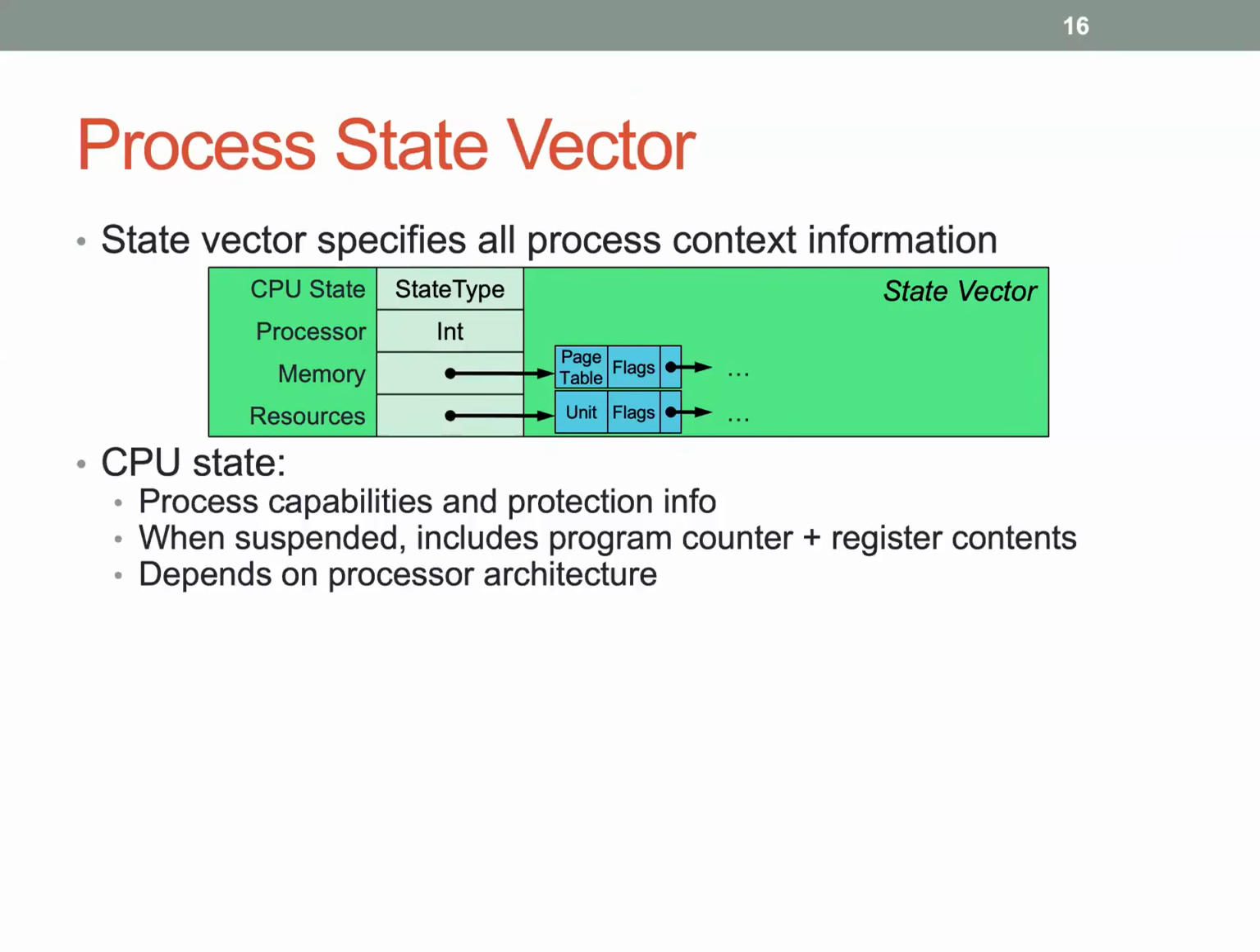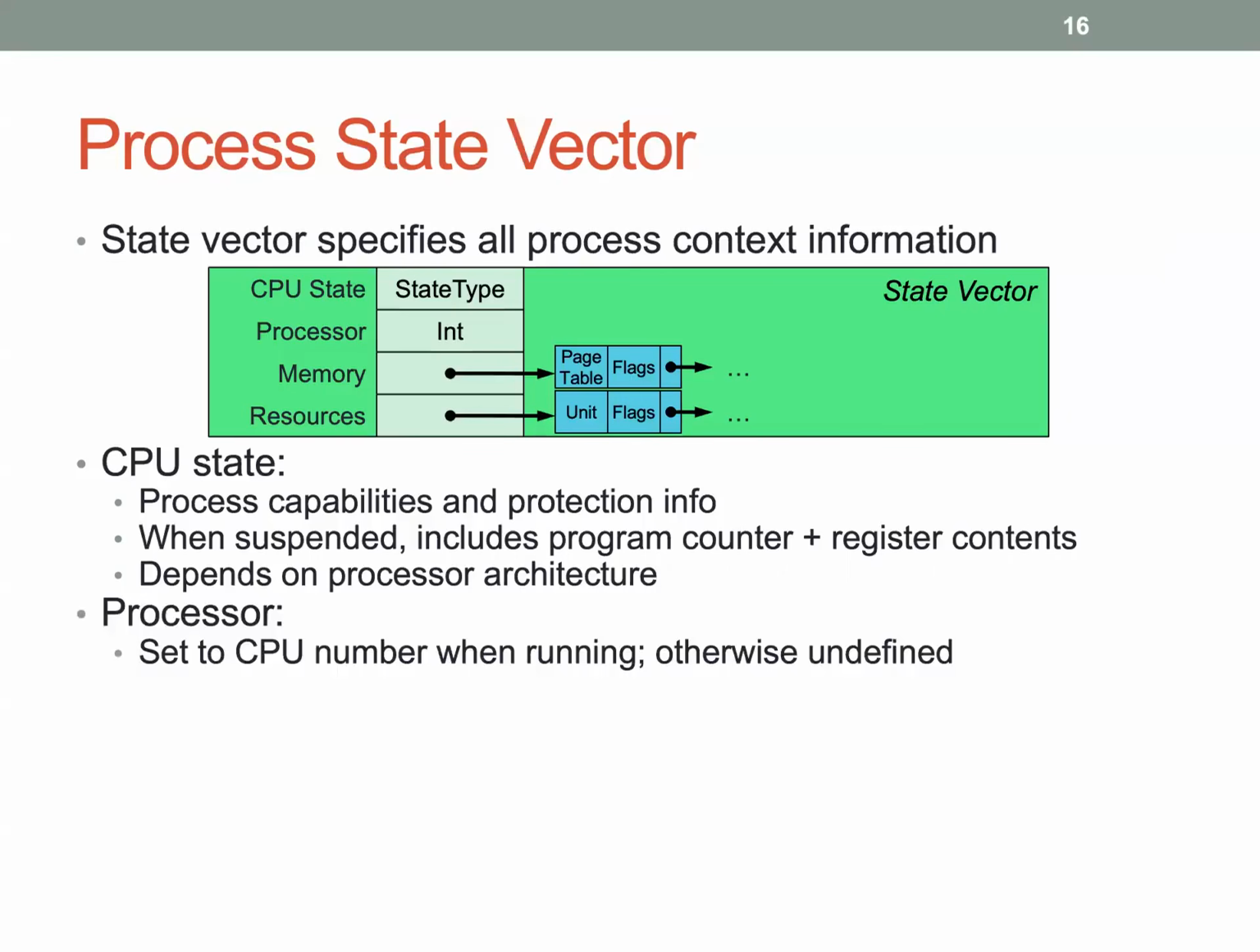So you can see that we know information about the CPU. Programs can be run with different prioritizations. They can be run with different permissions or privileges. And so a lot of that information will be captured in the CPU state as well.